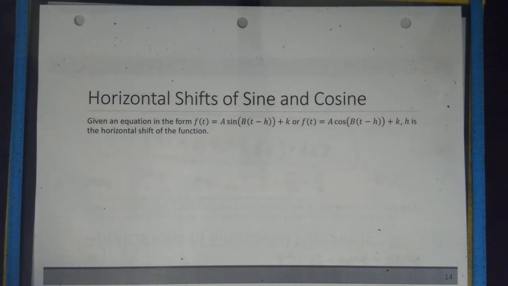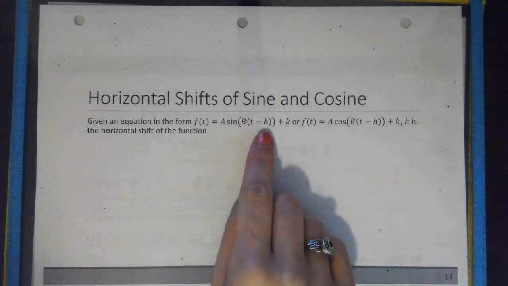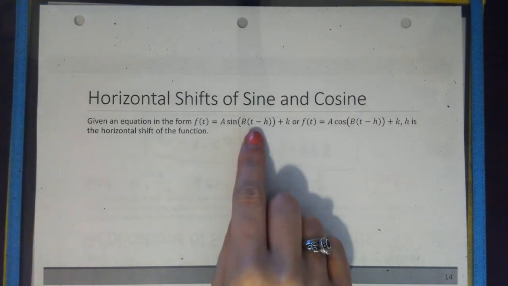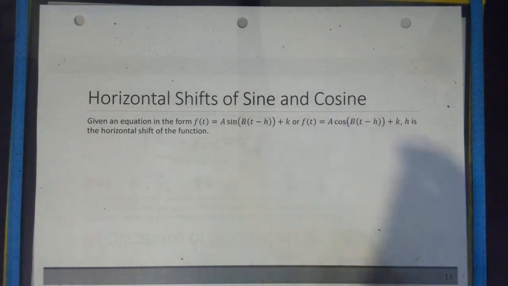Given an equation in the form f of t equals a times the sine of b times the quantity of t minus h plus k, or f of t equals a times the cosine of b times the quantity of t minus h plus k, that h value is the horizontal shift of the function. We're using h as our horizontal shift the way we have done in the past. So if we have t minus 4, then that's a shift to the right of 4. And if it's t plus 4, then that's a shift to the left of 4.